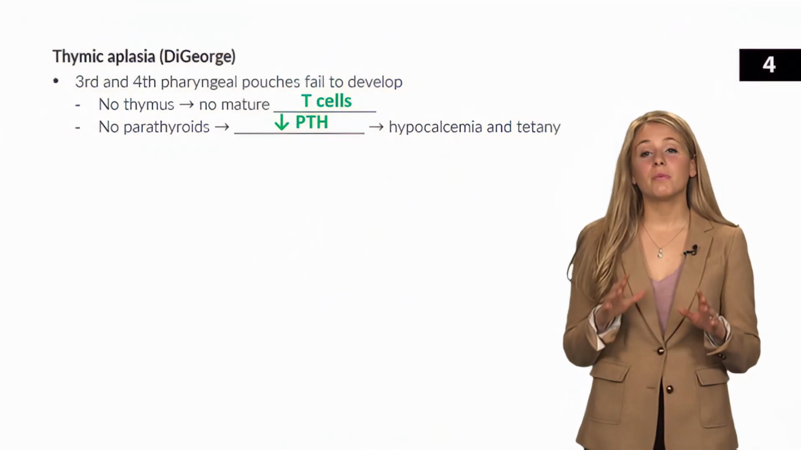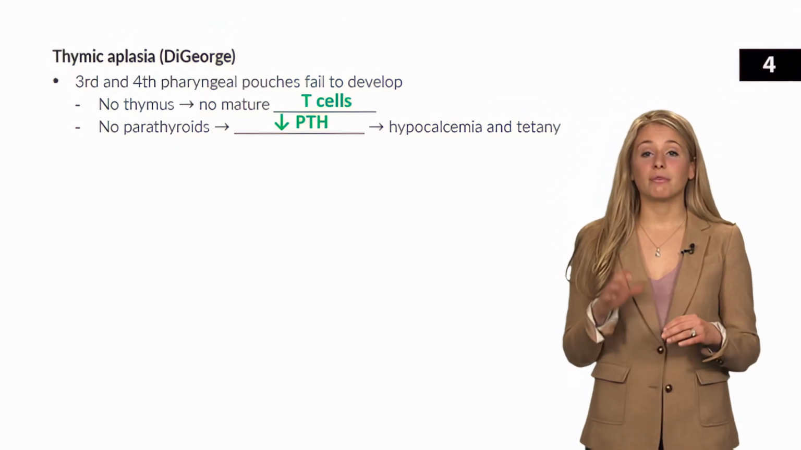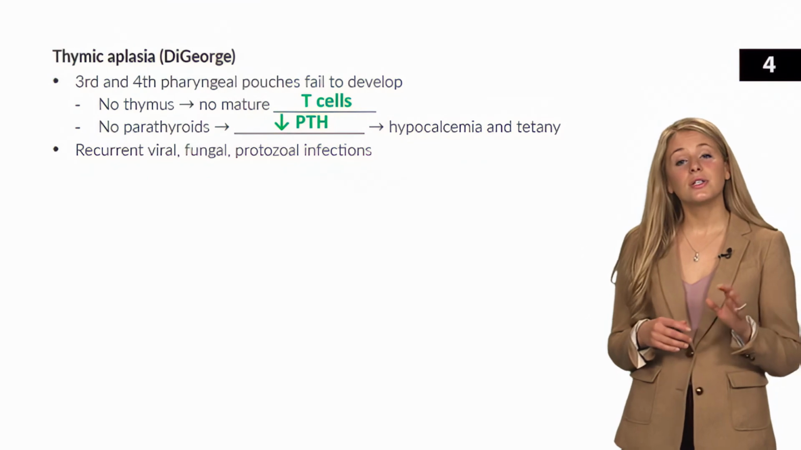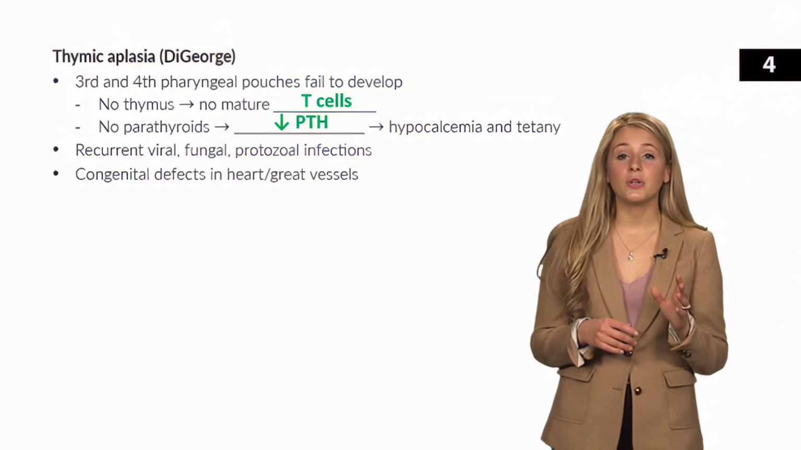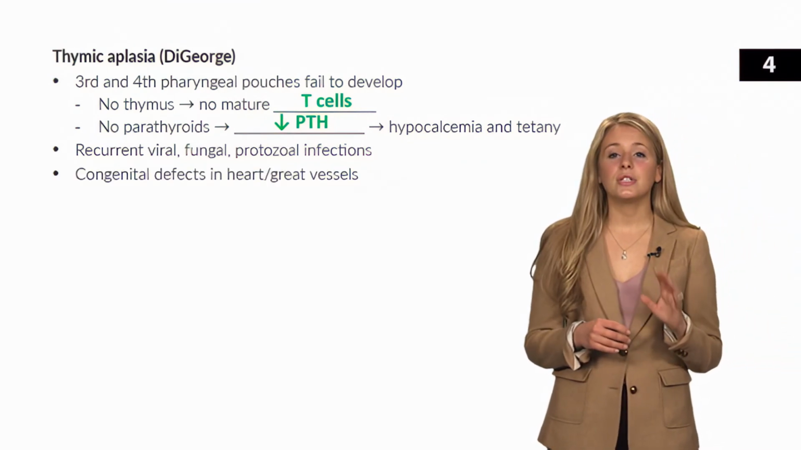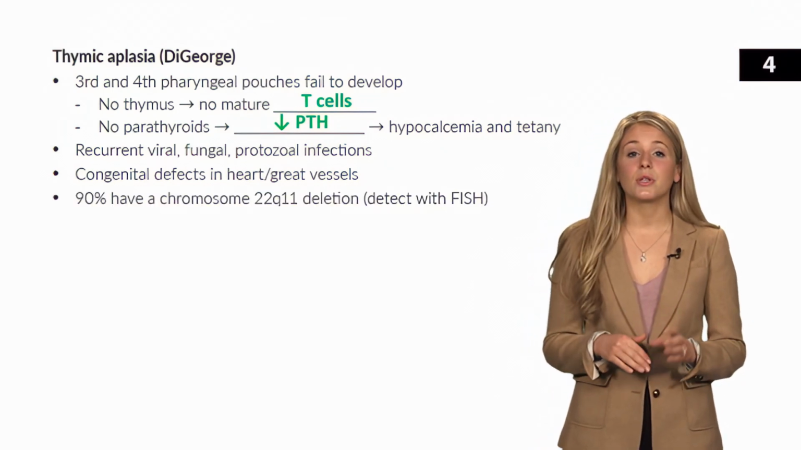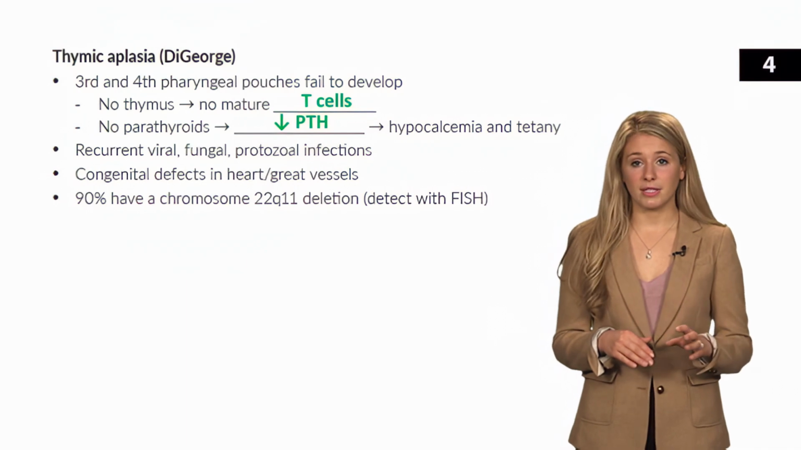But because there are no mature T cells, these patients have recurrent viral, fungal, and protozoal infections. DiGeorge syndrome is also associated with congenital defects of the heart and congenital defects of the great vessels. 90% of these patients have a chromosome 22q11 deletion.